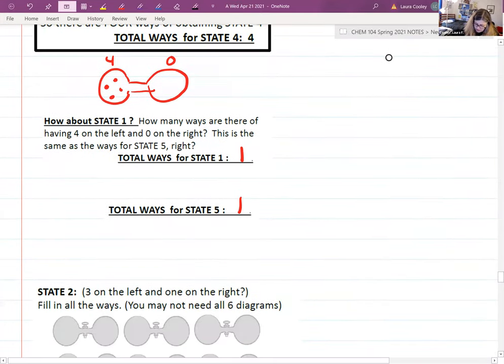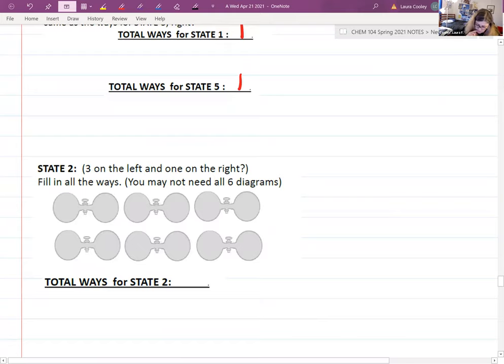So how about if we try to do state two? Now, state two is three on the left and one on the right. So how many ways would that be? Now, if you're putting one on the right, you could either put particle one on the right or particle two or particle three or particle four. And of course, the ones that we didn't use on the right, they go on the left. So if we have two here, we would have three, four, and one. If we have three here, what do we have on the left?